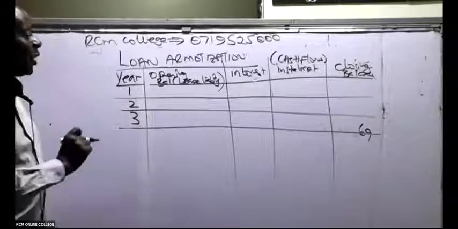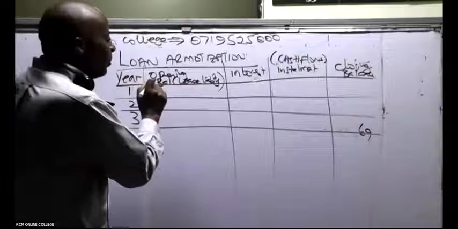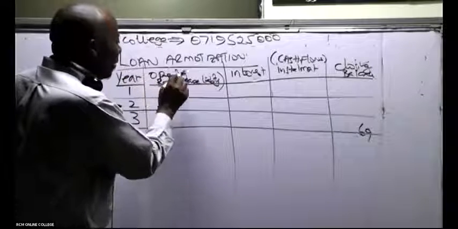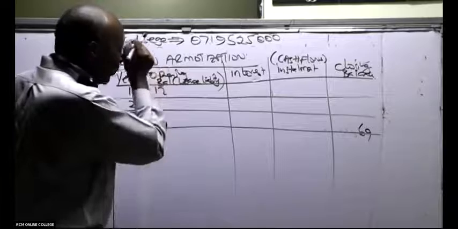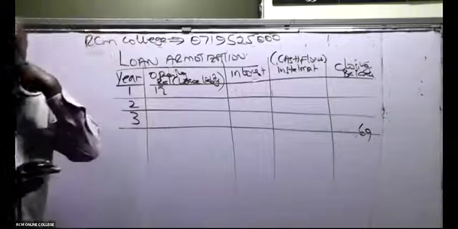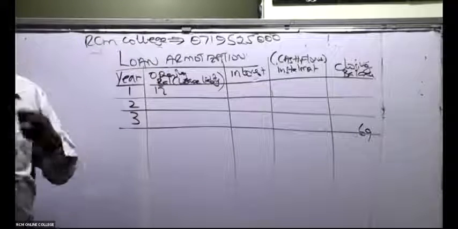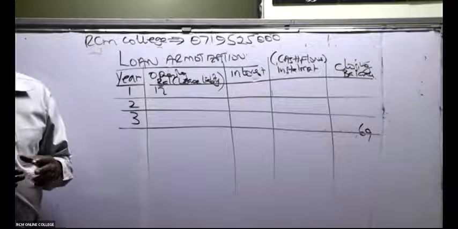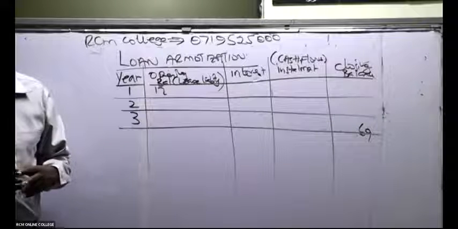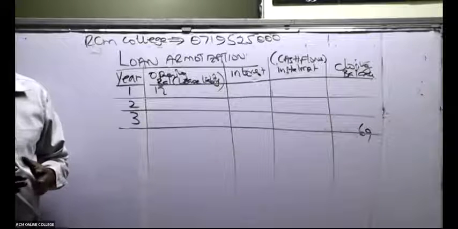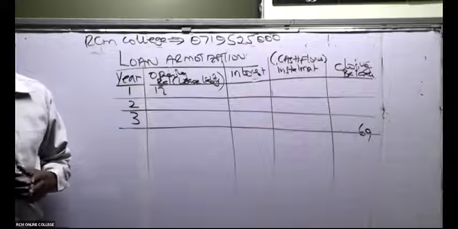So then we have this figure. Please remind mwalimu this figure. The opening balance was 1243 point something. Give me the decimals. Was it 45.45?